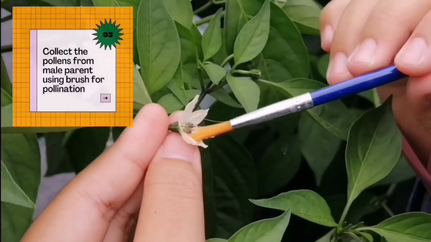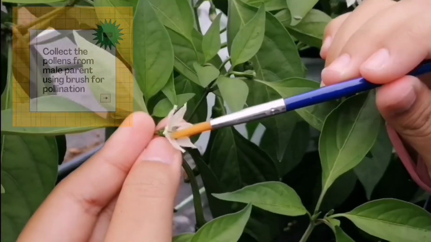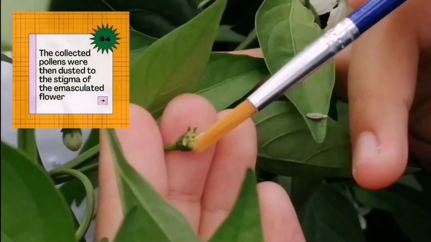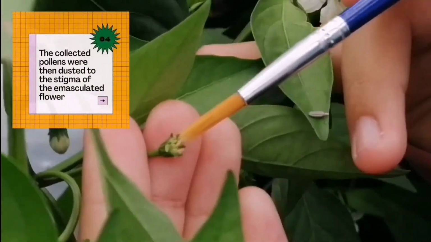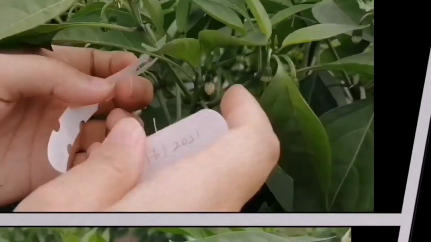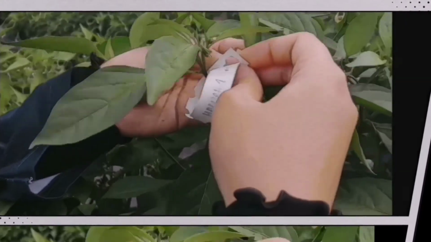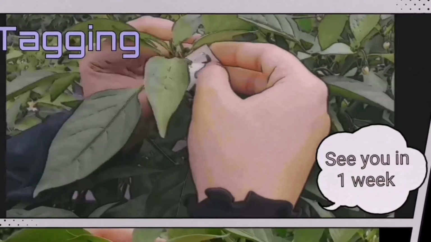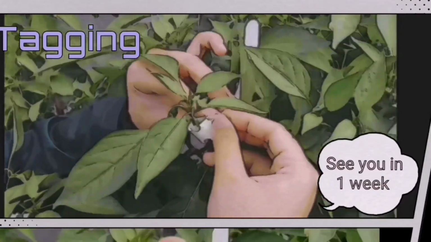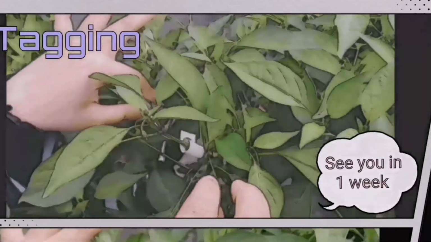Third, collect the pollen from the male parent using a brush for pollination. Fourth, brush it gently. The collected pollen is then dusted onto the stigma of the emasculated flower. Fifth, the pollinated flower of the female parent is tagged using tagging paper. The tagging paper must be labeled, denoting details of the parent and the date of pollination. Lastly, observe the chili plants after 1 week.